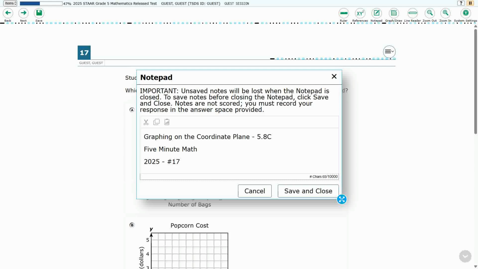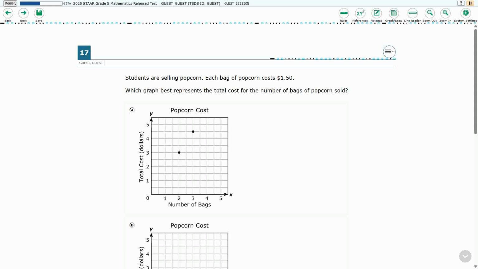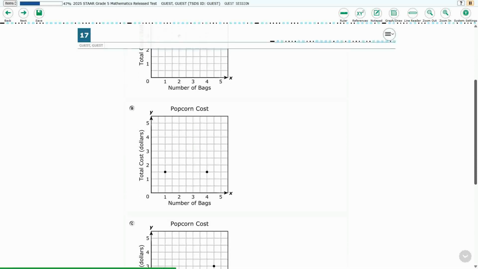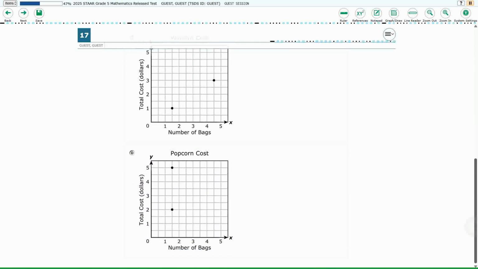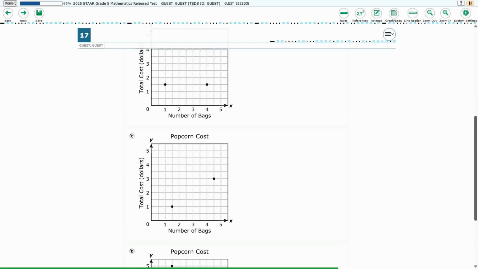Today we are looking at the fifth grade concept of graphing on the coordinate plane. This is standard 5.8C in the great state of Texas, and we are using item number 17 of the 2025 released STAAR test. If you haven't done so already, please go ahead and take a moment to pause the video, work this problem out on your own, unpause it, and we will look at our answers together.